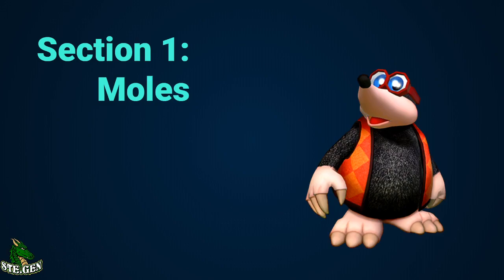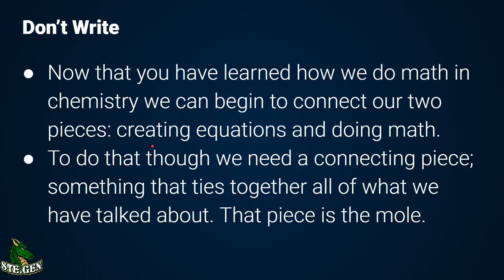So now you should be pretty familiar with how we do math and chemistry, and you know how to make equations. We've already talked about how to do equations, so we're going to connect those two things together. But to do that, we need a piece. We need something that allows us to convert between an equation and the actual math portion, something that ties them together. The mole is that piece.